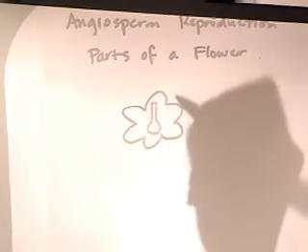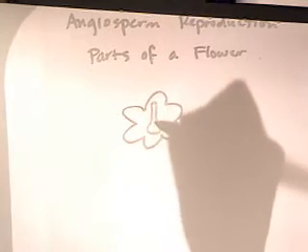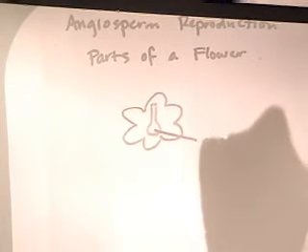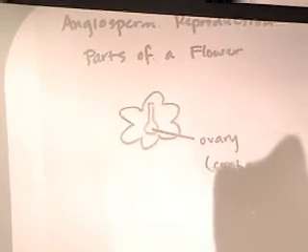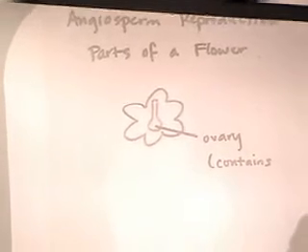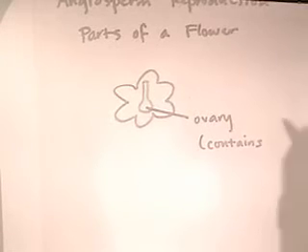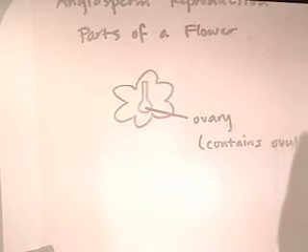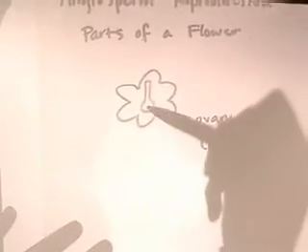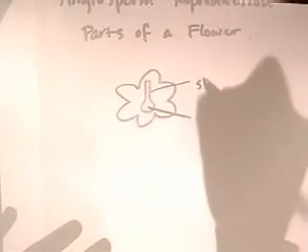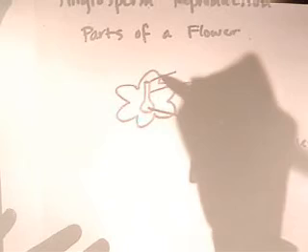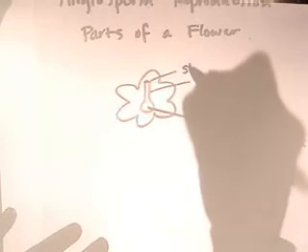In the center of your flower, first of all, you're going to have this thing right here. Down at the bottom of this bulb is the ovary, and the ovary contains the ovules. The ovules are going to be the units that eventually develop into the female gametophyte. The pathway to the ovary is called the style, and the top of the female reproductive organ here is called the stigma.